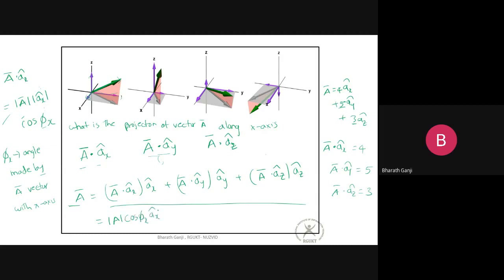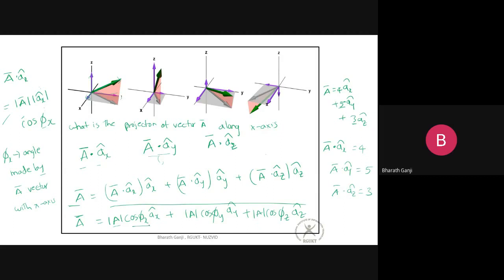AX cap plus magnitude of A bar, in the same way, if phi y is the angle with y axis, A y cap plus magnitude of A bar cos phi z, A z cap. And any vector A bar can be written like this. If you know the magnitude of the vector and if you know the angles it makes with the axes, then you can write any vector like this.